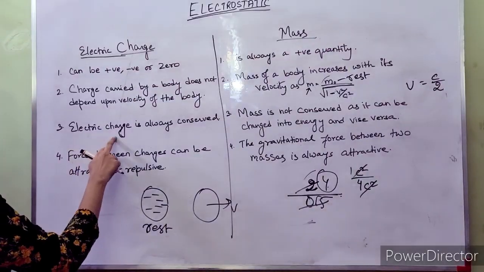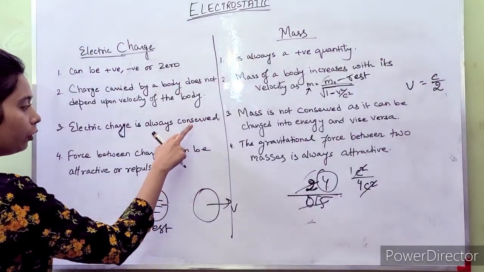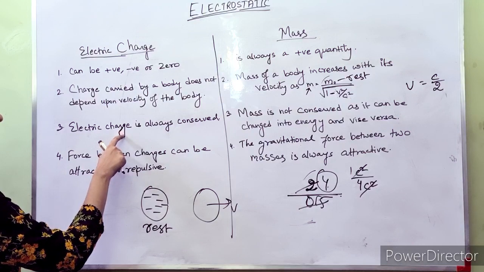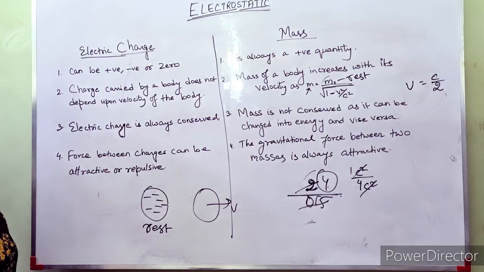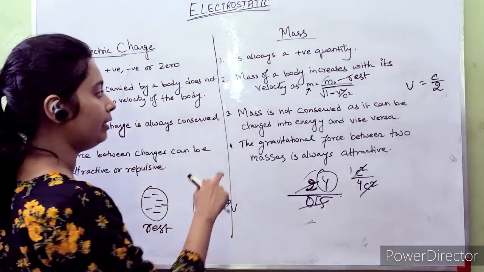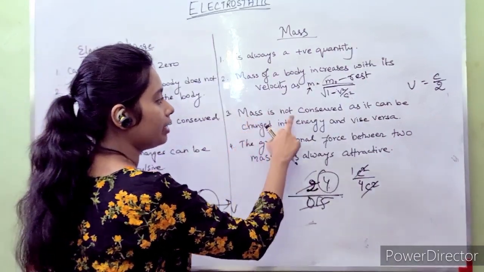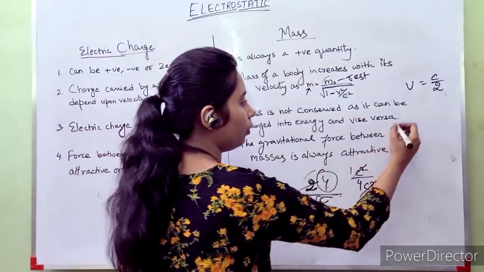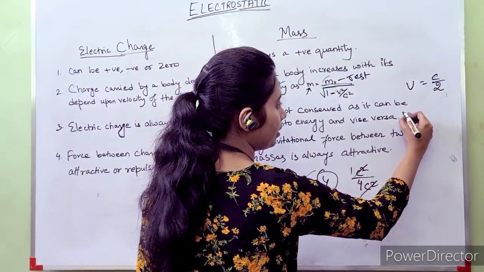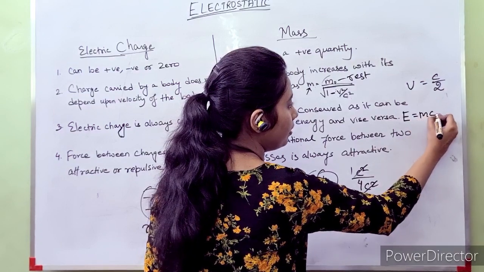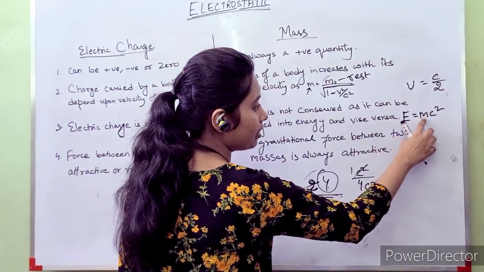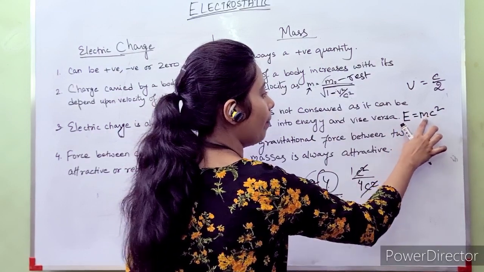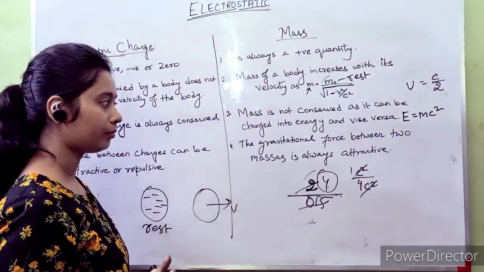Now, electric charge is always conserved. I showed you this in radioactive decay. Electric charge can neither be created nor destroyed. Electric charge is always conserved. But mass is not conserved, as it can be changed into energy and vice versa. You know this famous equation of Einstein, E equals mc square. Mass can be changed to energy, energy can be changed to mass. That means mass is not conserved.